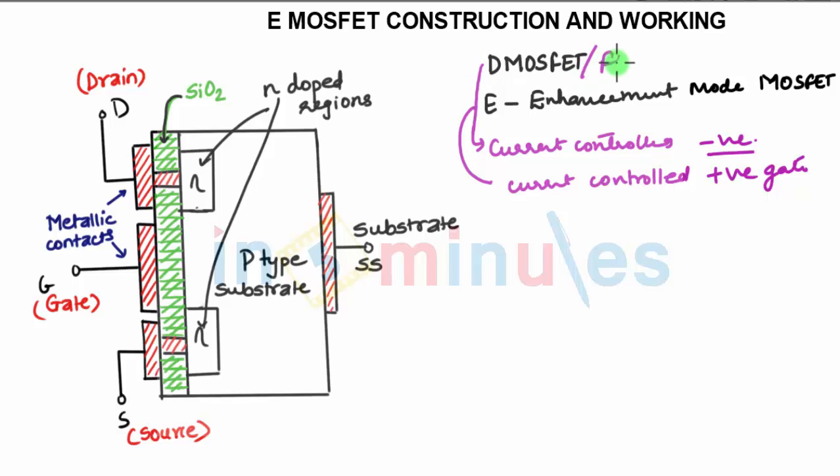In JFET as well as D Mosfet, you have the current controlled by the negative voltages, encountered for N channel JFETs and N channel D Mosfets, whereas here we control the current by using the positive gate voltage.